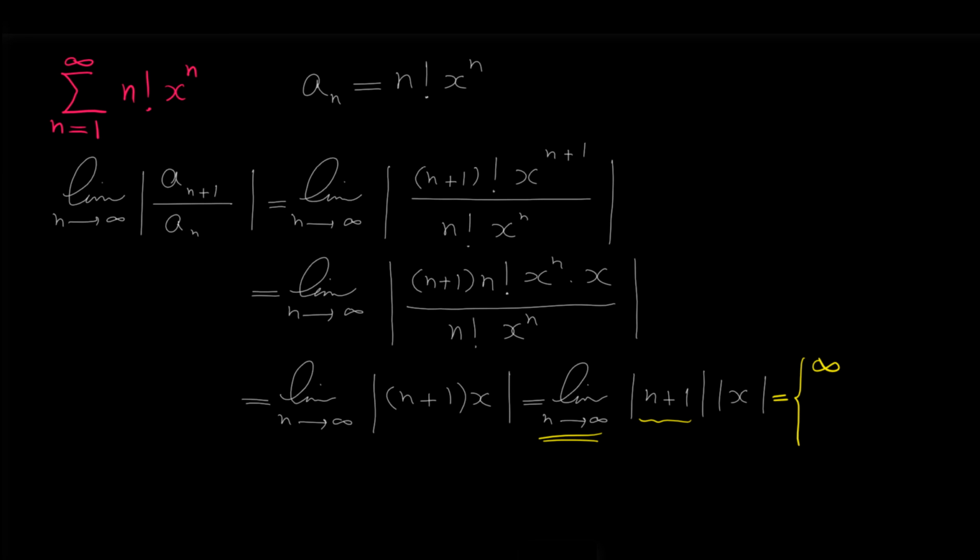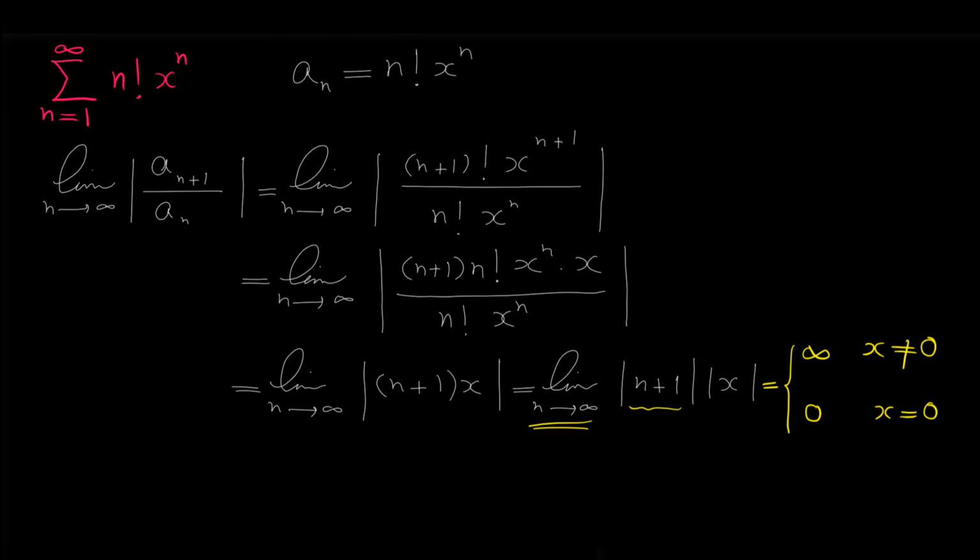But this is true only when x is not equal to 0. If x is 0, this limit equals 0. Note that when x is 0, 0 times n plus 1 is 0, and so the limit is 0. So the only way that this limit can be less than 1 is when x equals 0.